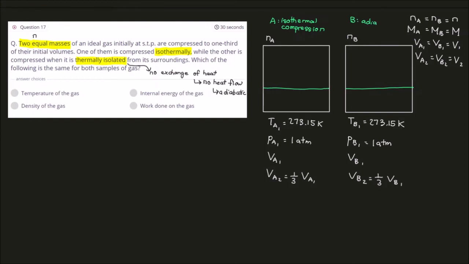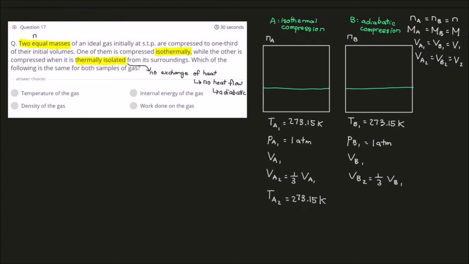Now they are asking which are the same for both samples of gases. So what are the same? We have to look through all of them to determine what is the same, what is different. So first thing is the temperature of the gas. Well, they start out with the same initial temperature, but because system A is undergoing an isothermal compression, you know that the final temperature of system A will be equal to the initial temperature of system A. So the temperature will not change for isothermal compression.